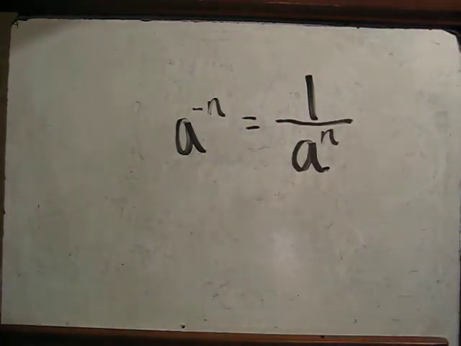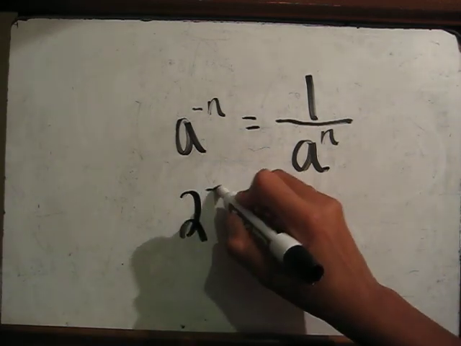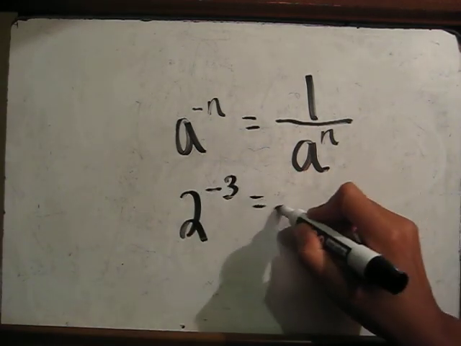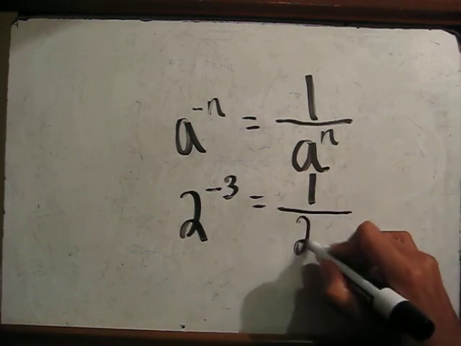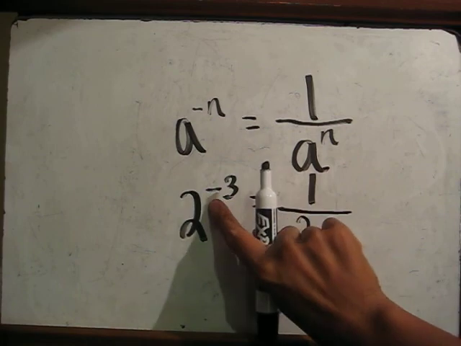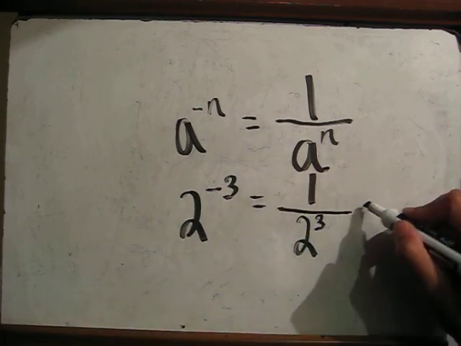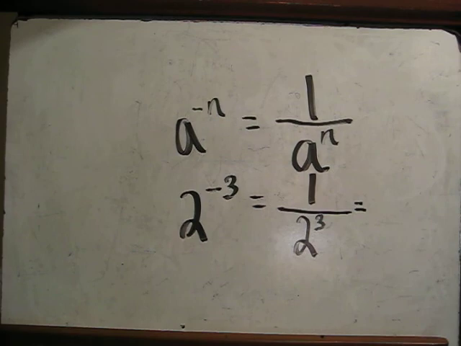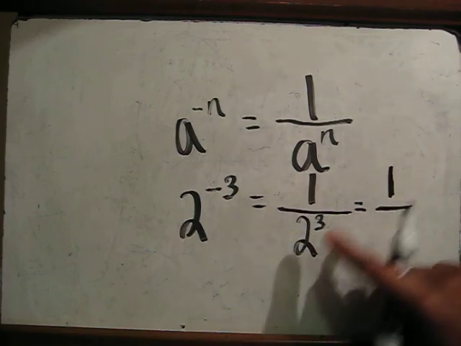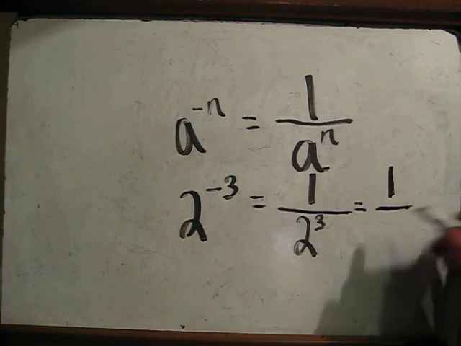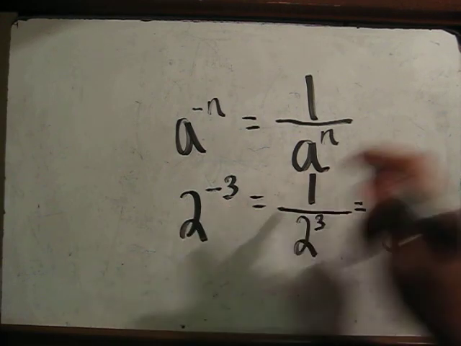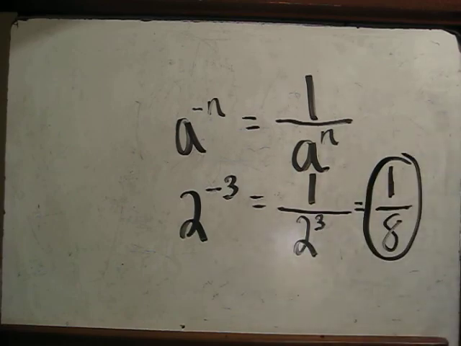For instance, if you have 2 to the negative third power, what you're going to do is put 1 over, keep the base, so it's 2, and then keep the exponent without the negative. So 2 to the third. And we can actually simplify that. Keep the 1, and then what is 2 to the third power? 2 times 2 is 4, times 2 equals 8. So 2 to the negative third power equals 1/8. Simple as that.